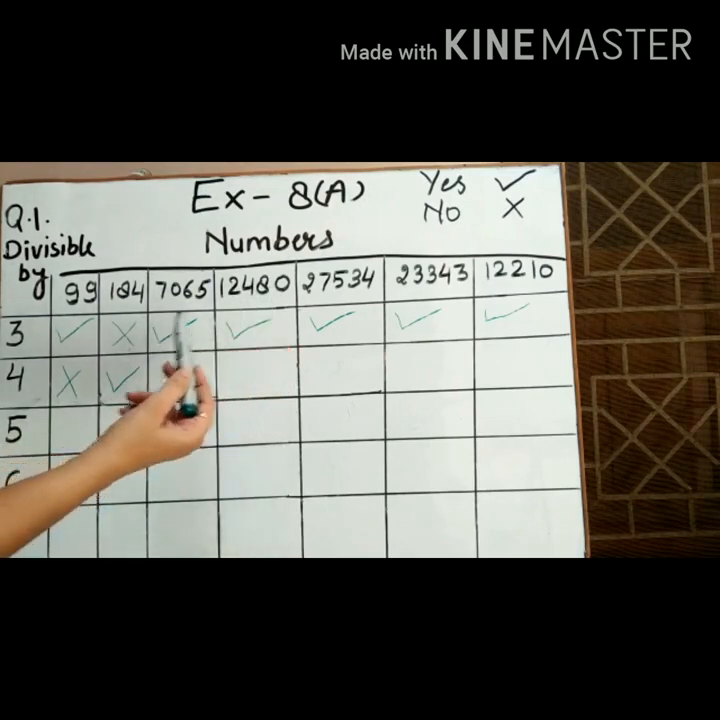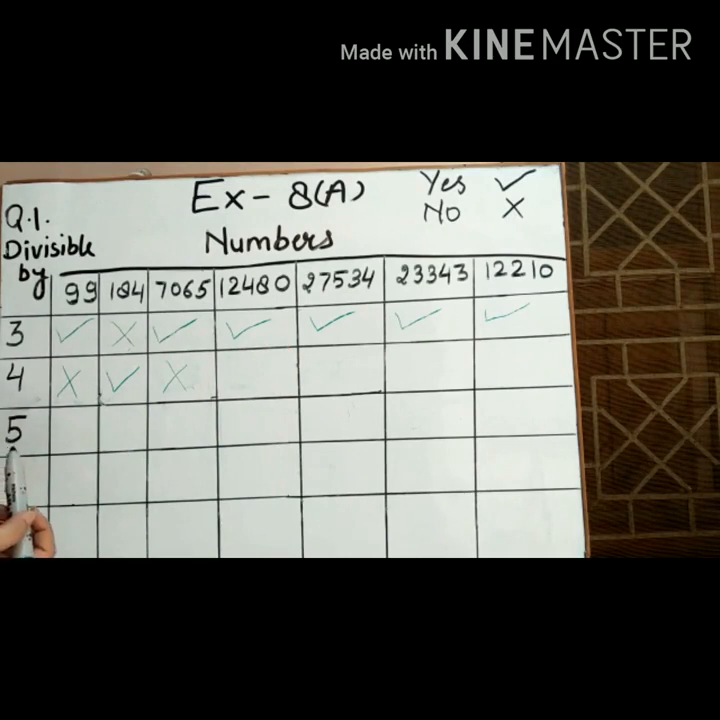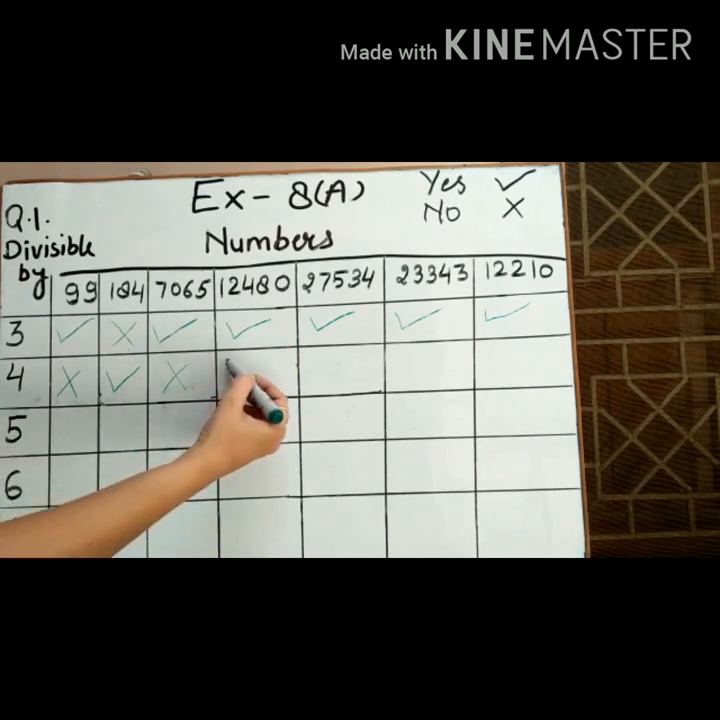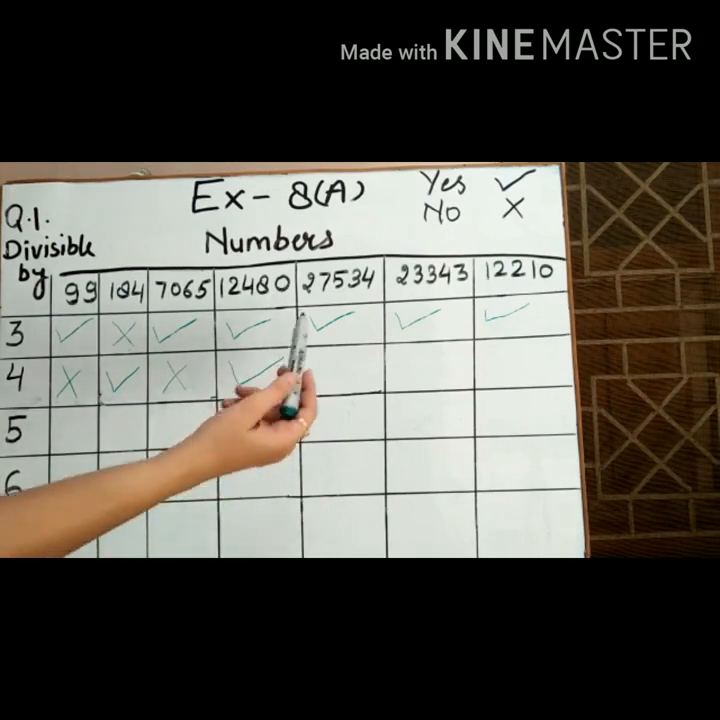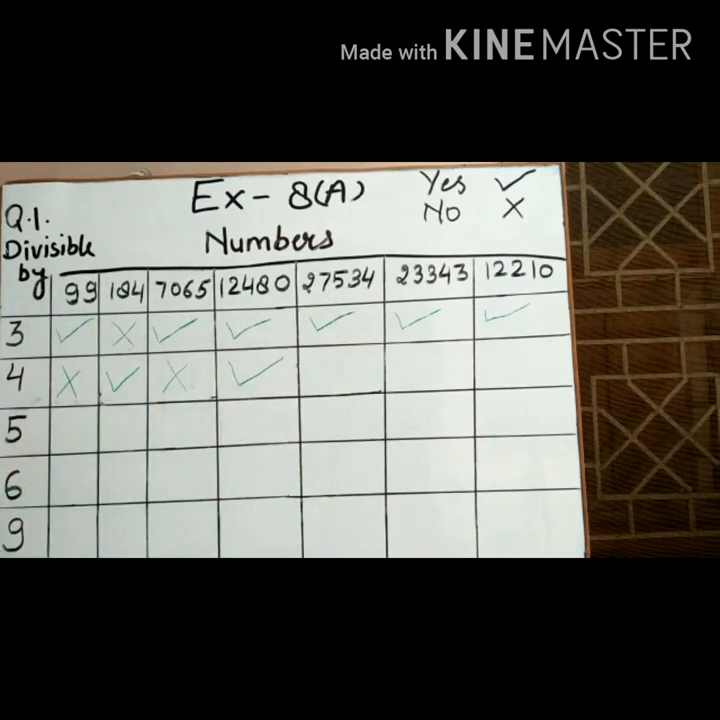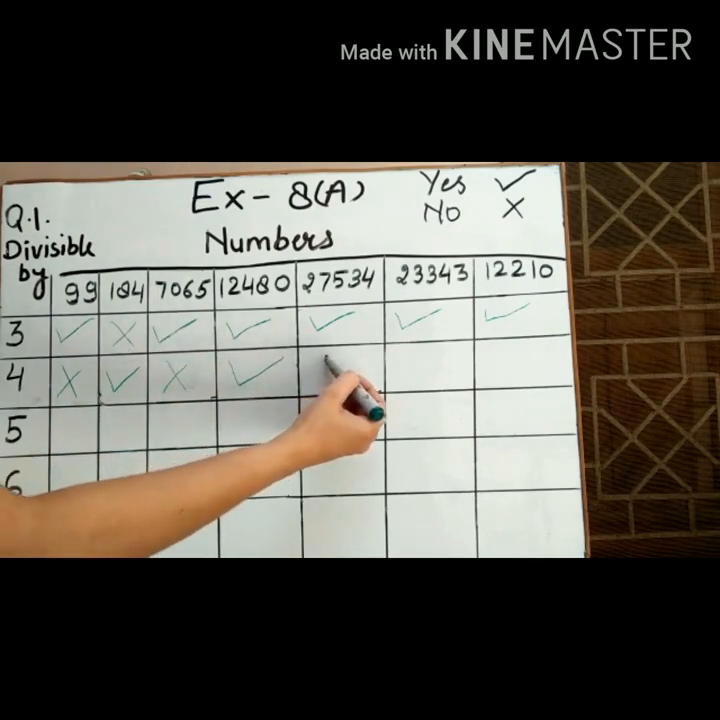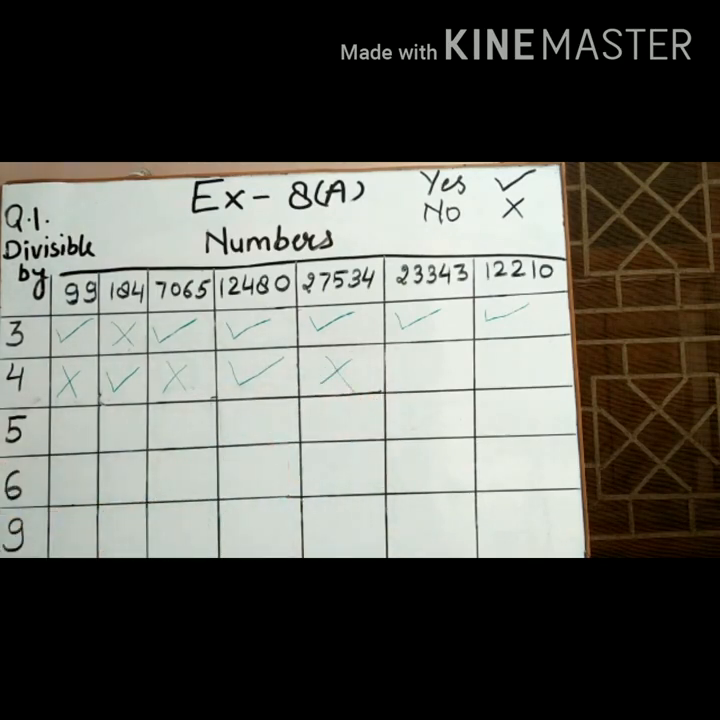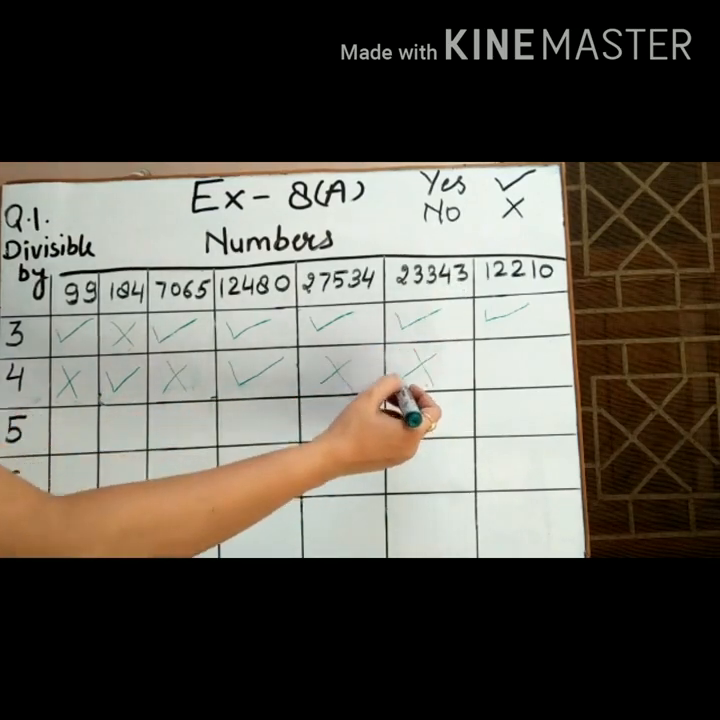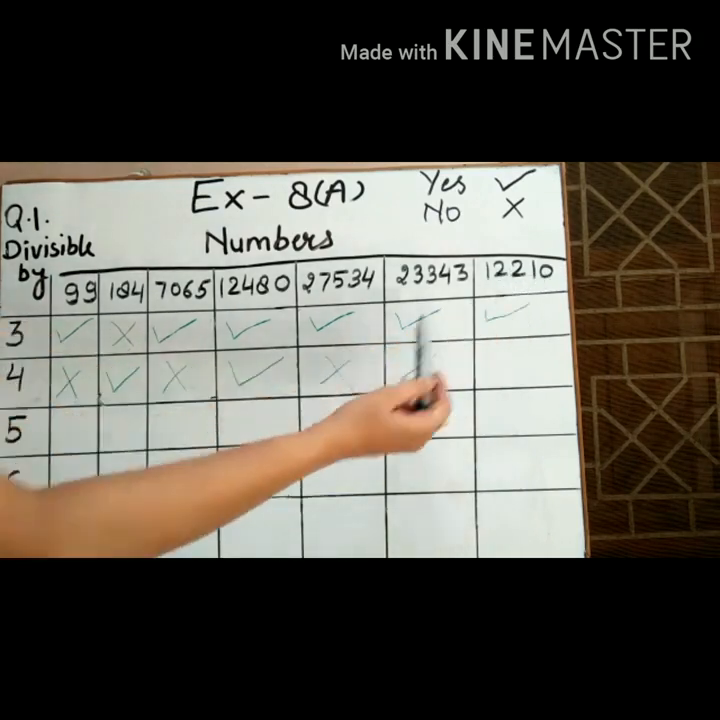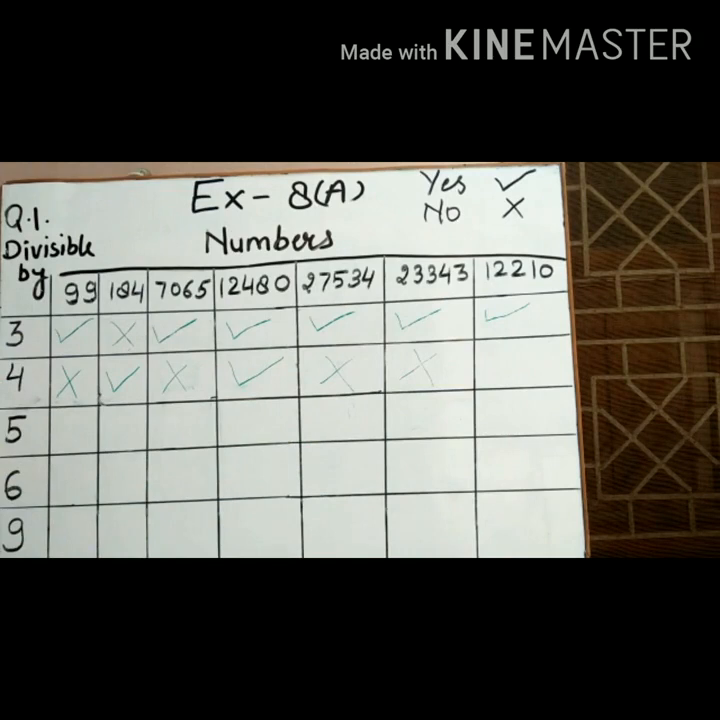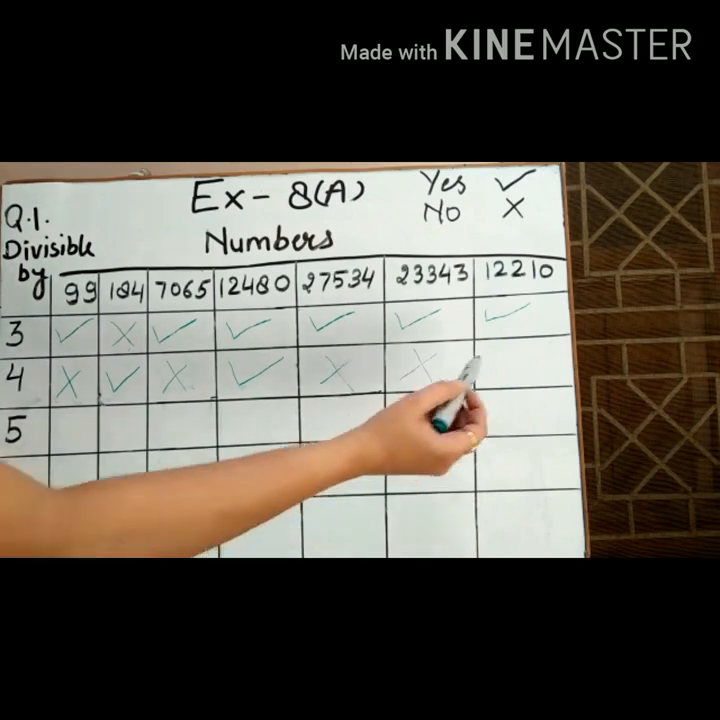Next, last two digits 80, and 80 is divisible by 4. 34 is divisible by 4? No. 43, and it is an odd number. That's why it is also not divisible by 4. 10, it is an even number, but then also 10 is not divisible by 4.